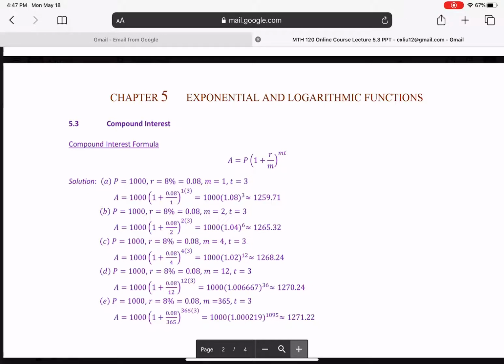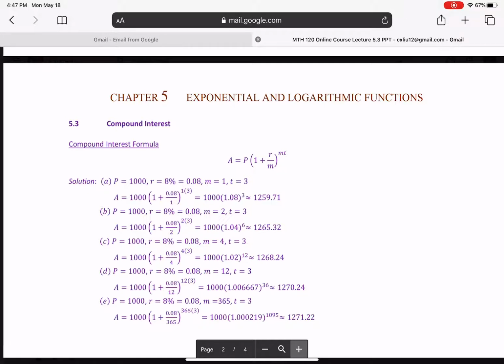In part E, the interest is compounded daily, so M equals 365. So A equals 1,000 times (1 plus 0.08 over 365) to the 365 times 3, and we get $1,271.22. So you can see from A to E, as we increase the number of compoundings per year, the total amount increases, or the interest increases.